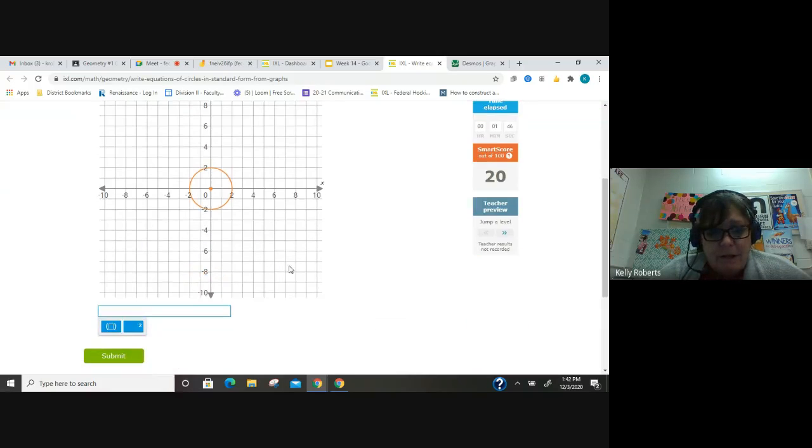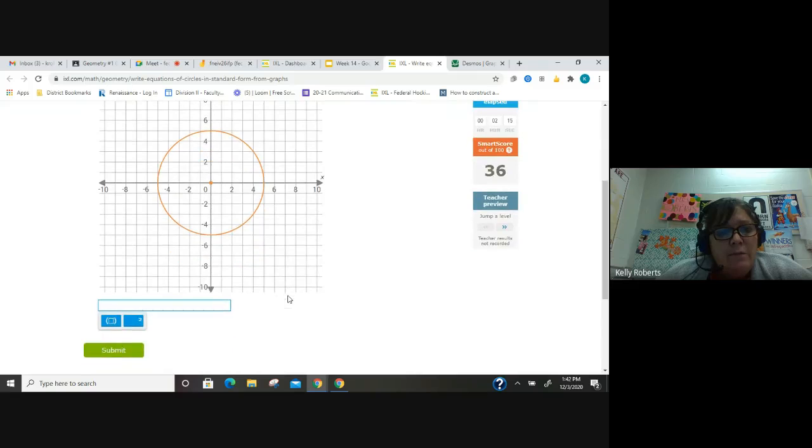Okay, this one again, the center point is at 0, 0. X minus 0 is just x squared plus y minus 0 is just y squared. And that equals the radius, which in this case is 2 squared. And 2 squared is 4. So there is your equation for this circle.